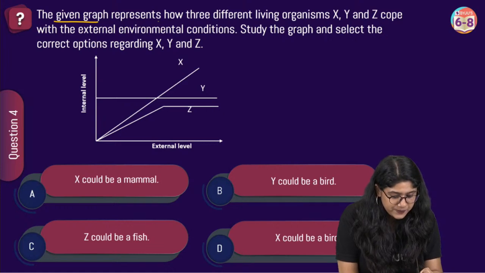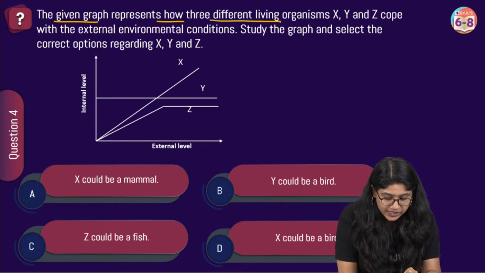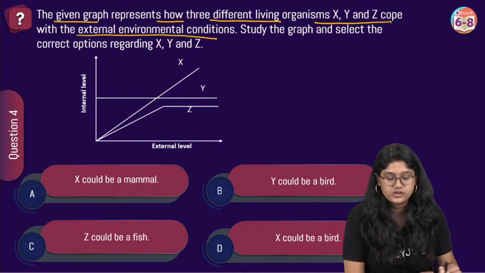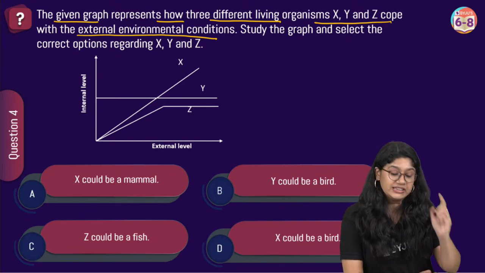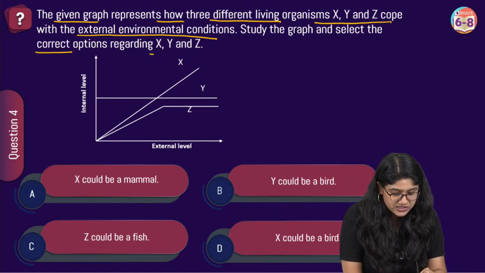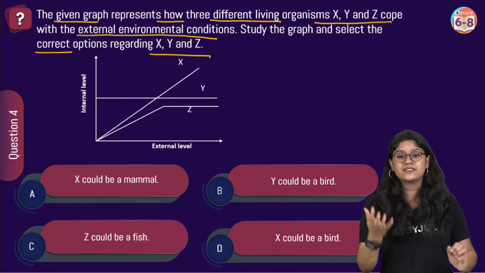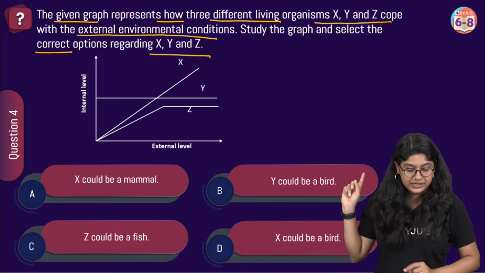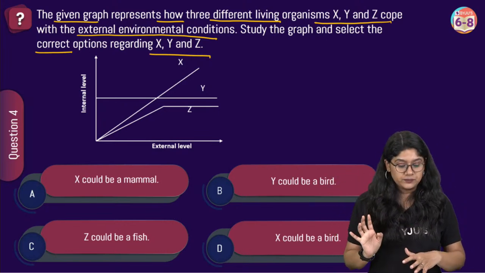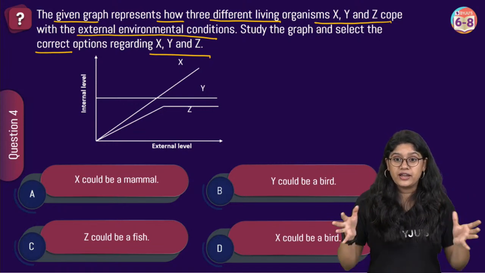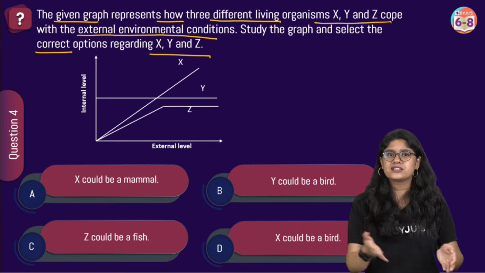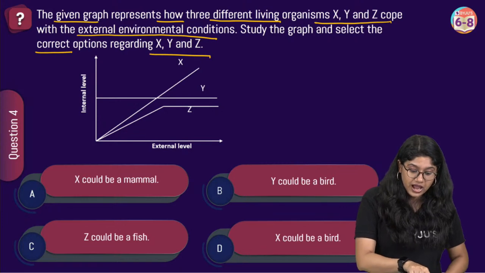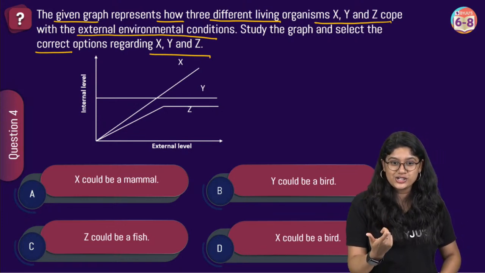The given graph represents how 3 different living organisms X, Y, Z will cope up with their external environment condition. We have to study the graph and then select the correct option regarding X, Y, and Z. So first, let's understand the question. In the question, you can see the graph. We have internal level and the external level. And we are talking about the external environment. So we have 3 animals or organisms, X, Y, and Z. Now, what it is saying is how they will be responding to the external condition.